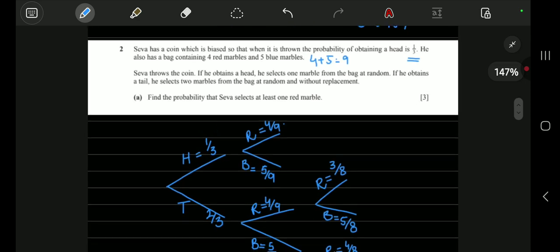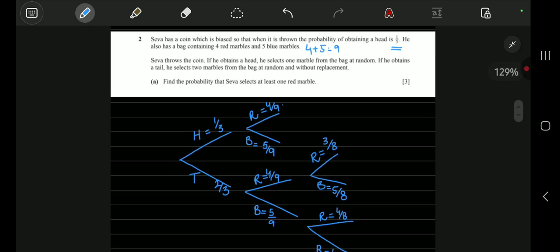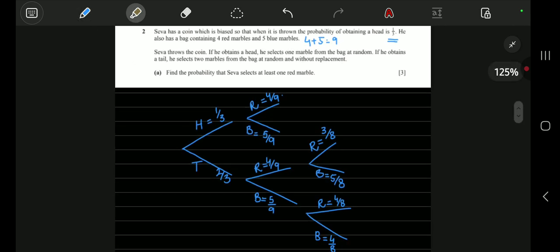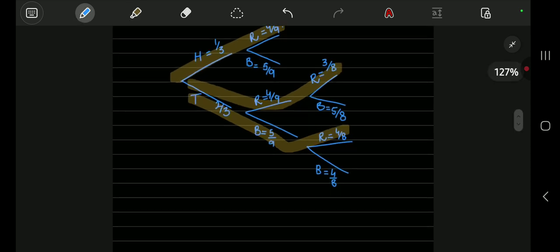When we made the tree diagram, now we can understand it more clearly. Find the probability that Shiva selects at least one red marble. So at least one red marble, how many branches are there? This is one red marble. At least one, so there can be two red marbles as well. At least one red, then it could be this as well. So these are the three branches for which you have to add the product of their probabilities.